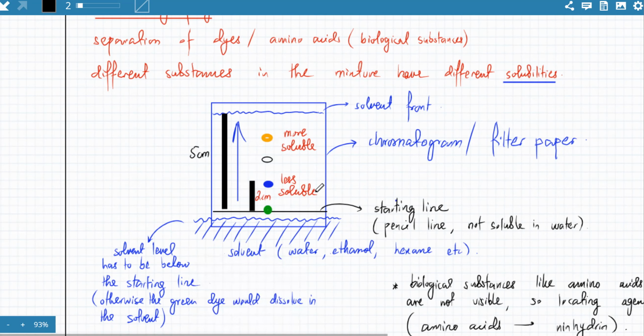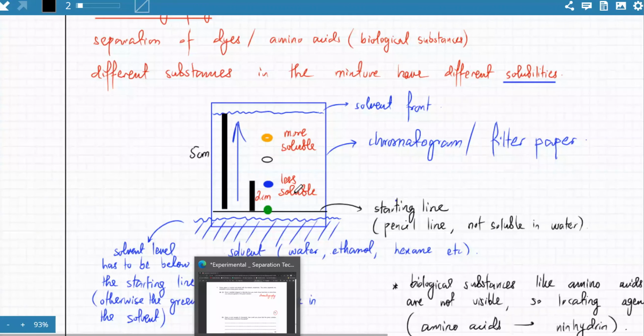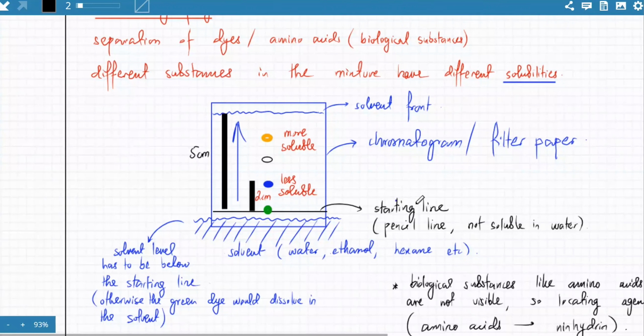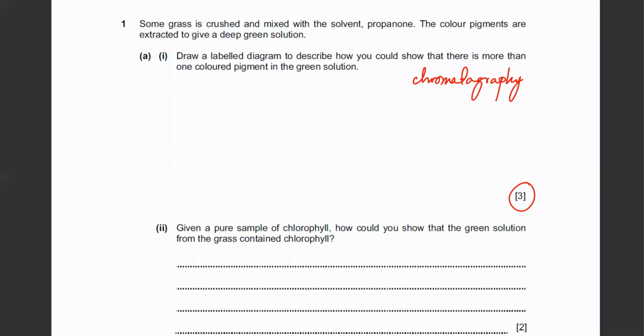So this is the exact diagram: label the chromatogram, label the solvent front, label the starting line, show the solvent. The solvent level must always be below the starting line. You can place the dye on the starting line. You can show that. It was just a labeled diagram that they were looking for, and that's it.